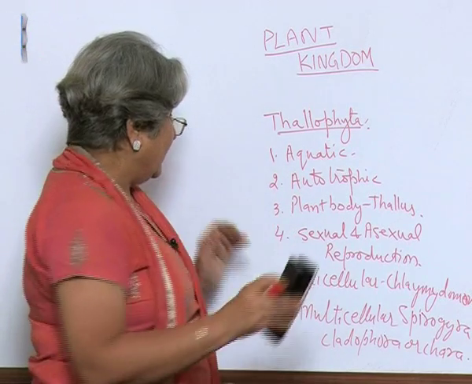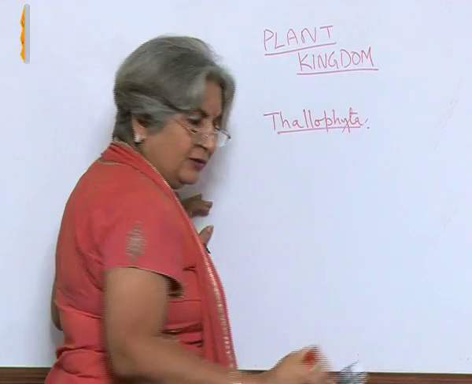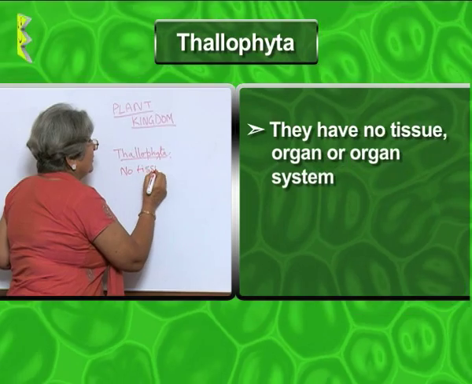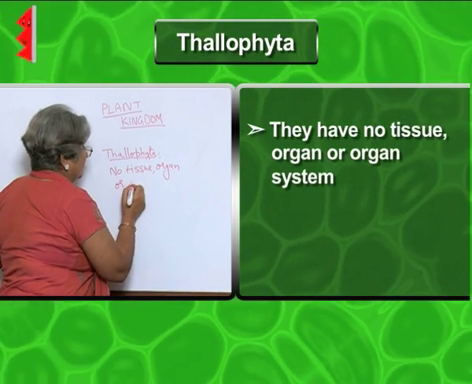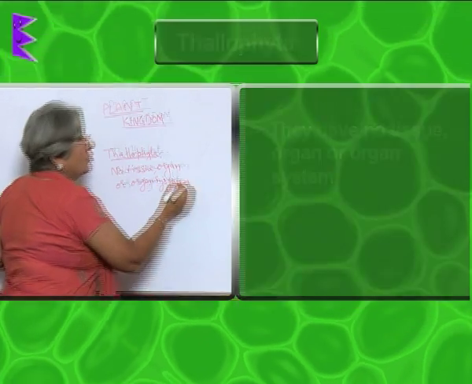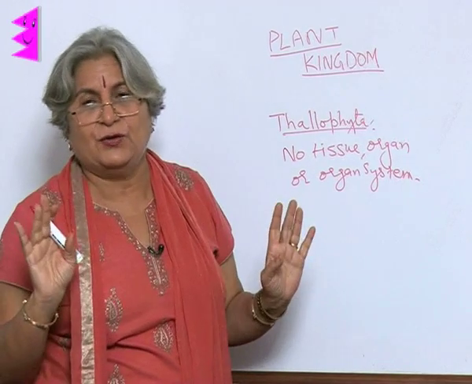So, we can say the last point is no tissue, organ or organ system. No division of labor, because it is very simple, within one cell it is able to do everything.